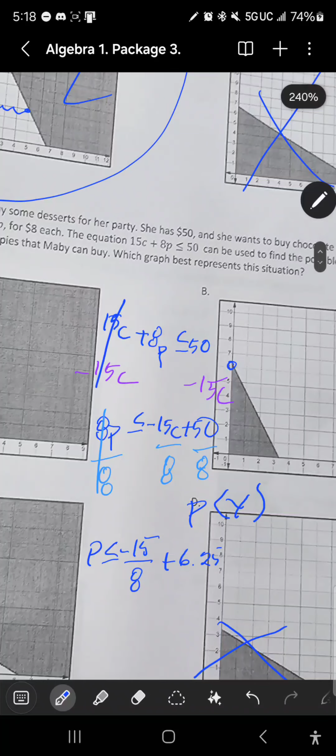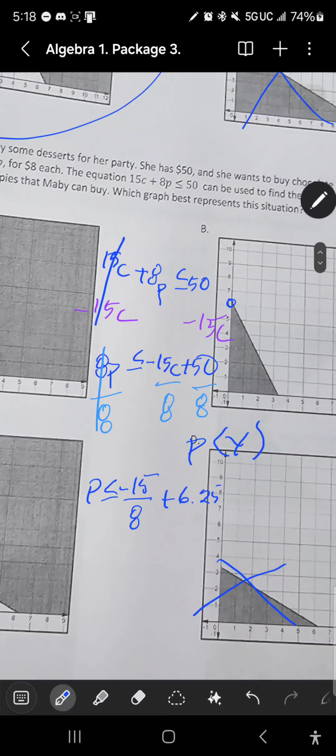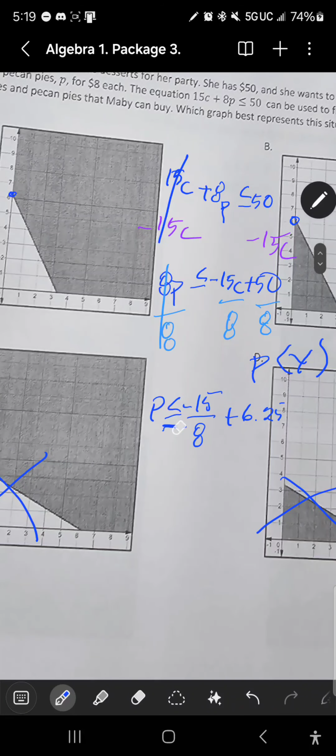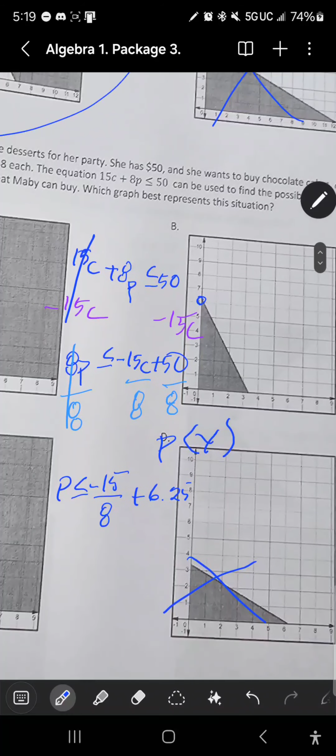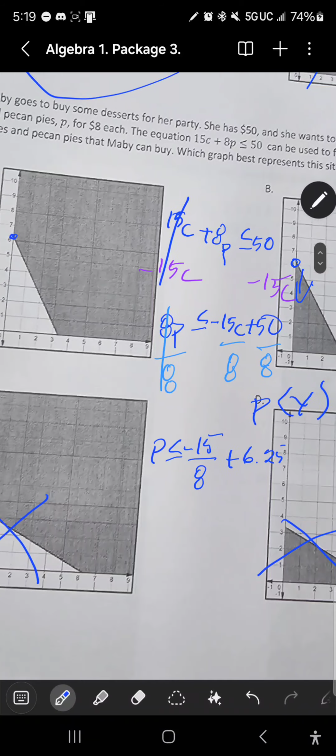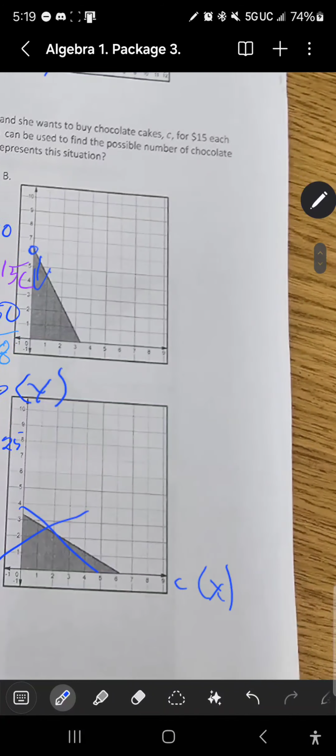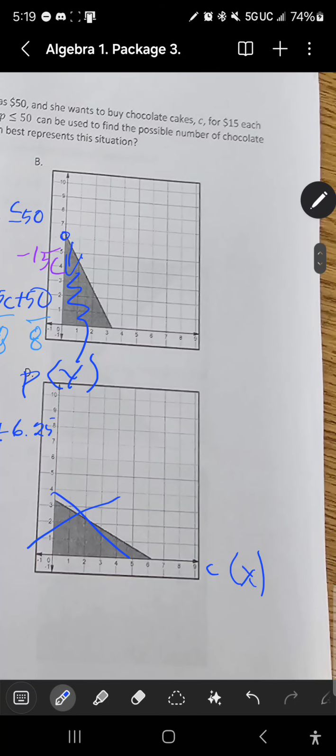Now, we want to see, we know this is the sign, so it means going down. We are looking for less than or equal, so we are looking for the values under the y-intercept. And as you can see, A doesn't apply because we're looking for this value, and then B is perfect. So B is our answer.